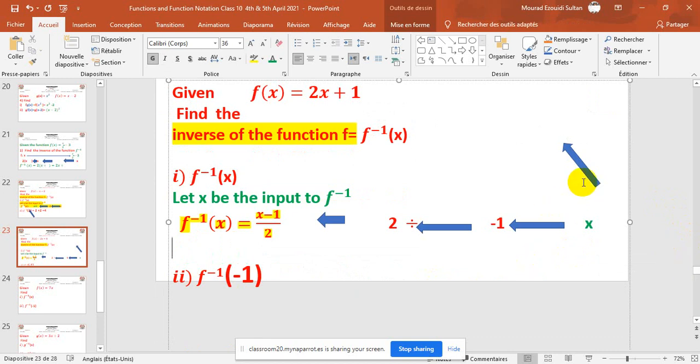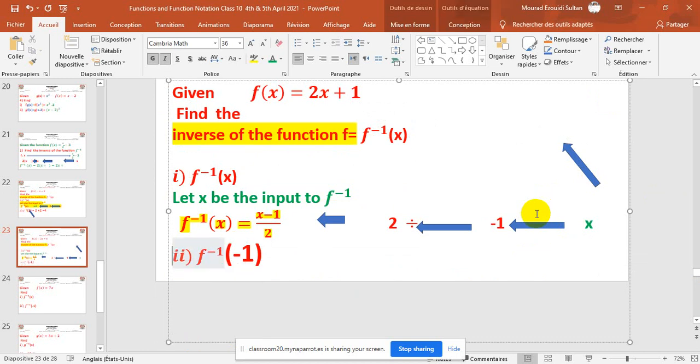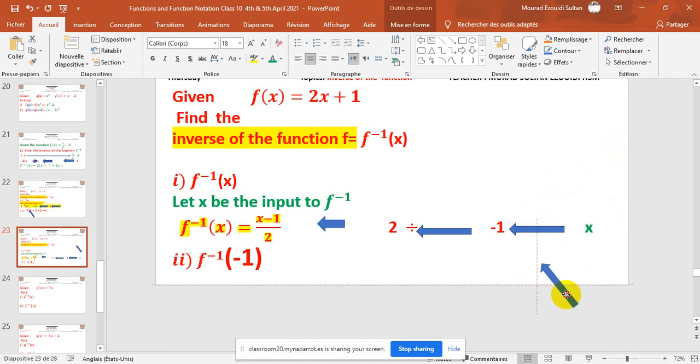Is it clear, my daughters? Okay. Please write this. All the x minus 1. Why we put here x? Because this is the input. Why minus 1? Because this is plus 1. Why we put divided by 2? Because this is multiplied by 2. The opposite of multiplication is division. Then it will be read from right to left, x minus 1 all divided by 2. Is it clear? Okay, finish writing?